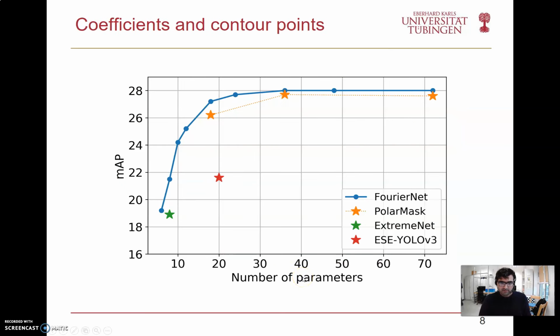So we did all our experiments on the Microsoft COCO dataset. In this experiment, we can show that when we increase the number of parameters, our output gets better until we reach 36 parameters, and then it saturates. And we can achieve a mean average precision of 28 with a ResNet 50 backbone. We also compared it with other state-of-the-art methods, for example, with polar mask, ExtremeNet, and explicit shape encoding. And our output was better when we used a similar backbone.